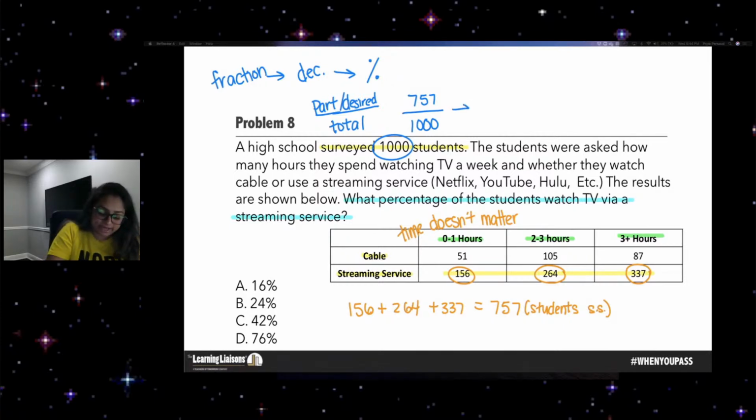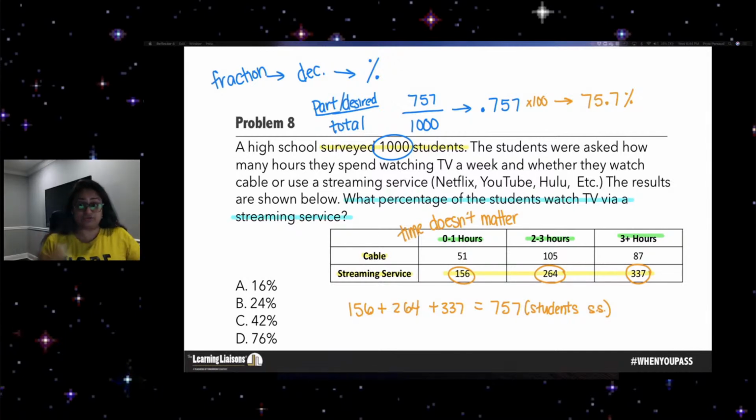So now I'm going to take my fraction and put it into my calculator. My calculator tells me that it's going to be 0.757. To get that into a percentage, I multiply by 100, and that's 75.7%. But remember, they didn't tell us to round, but our answer choices are all rounded. So we're actually going to round up because of the 7, and we're going to get 76%.